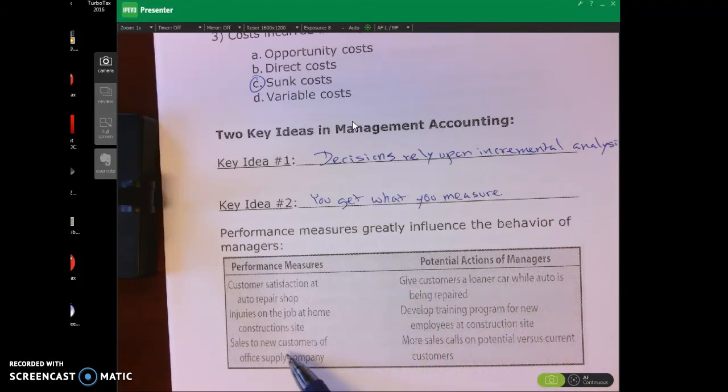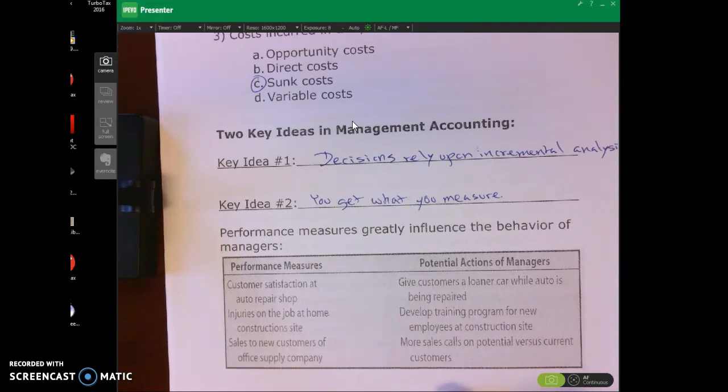We could say, if we're measuring managers by looking at the sales to new customers of an office supply company, what might that manager do? Might have more sales calls on potential versus current customers. Well, we're evaluating them on new customers, so they're going to try to get new customers. Okay?